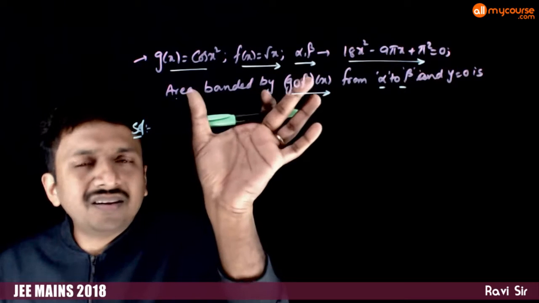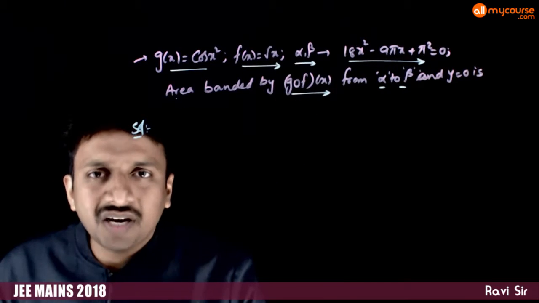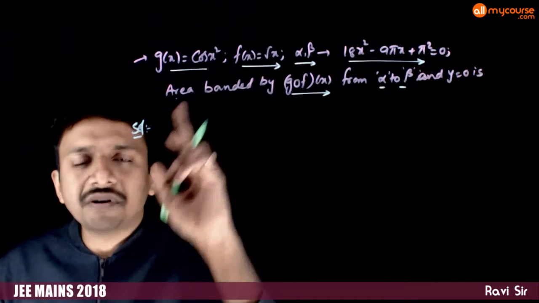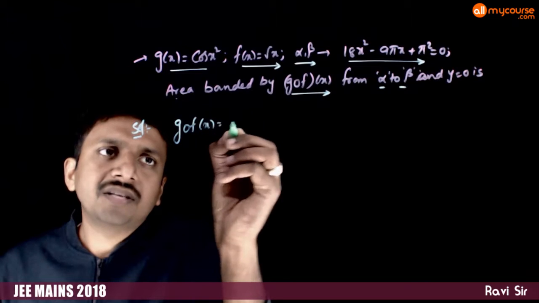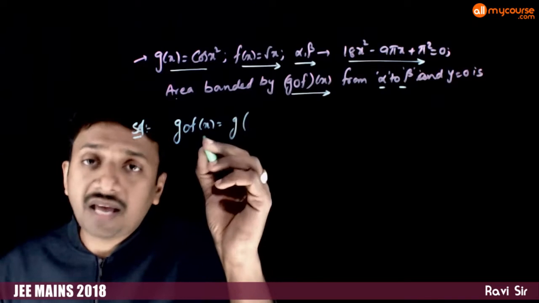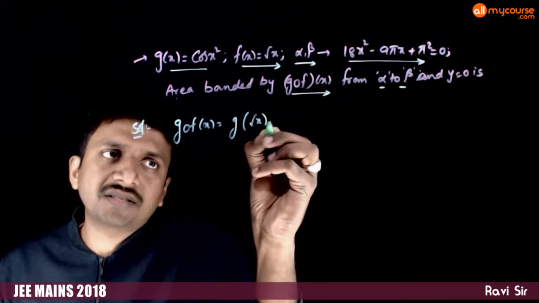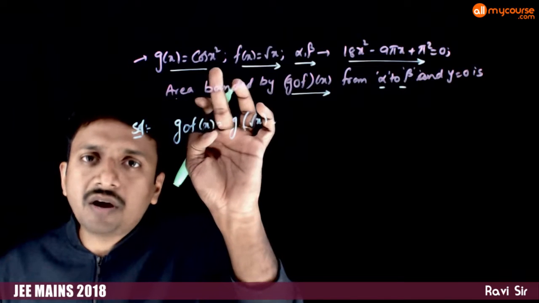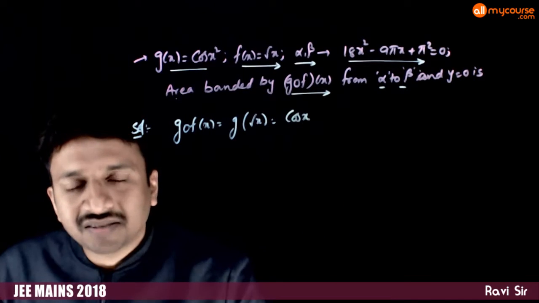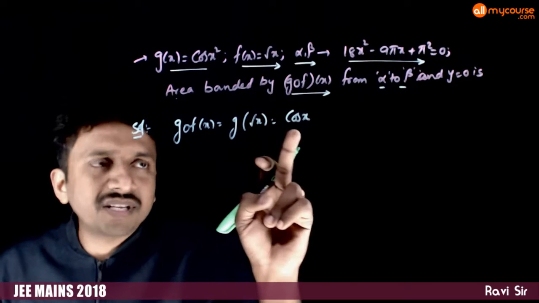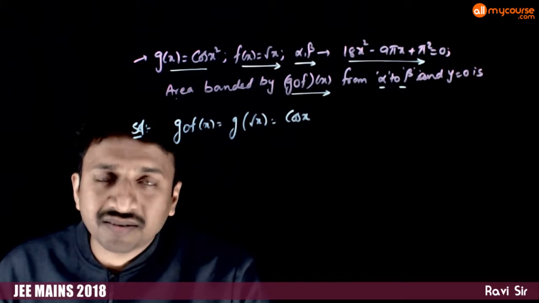So here it's effectively a very straightforward equation. g(x), f(x) is given. What is g∘f(x)? That's nothing but g(f(x)), that is g(root x). That is cos of root x whole squared, which is nothing but cos x. g∘f(x) is nothing but cos x.